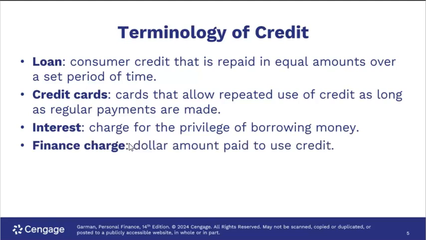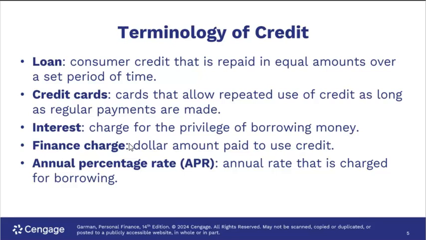Finance charge is the dollar amount paid for the use of credit. There can be additional fees in addition to interest, and the finance charge includes interest and those additional fees. Annual percentage rate, or APR, as I mentioned before, the annual rate is a charge for borrowing. Again, that's multiplied by the beginning balance and then divided by the number of periods. And again, that's usually monthly.